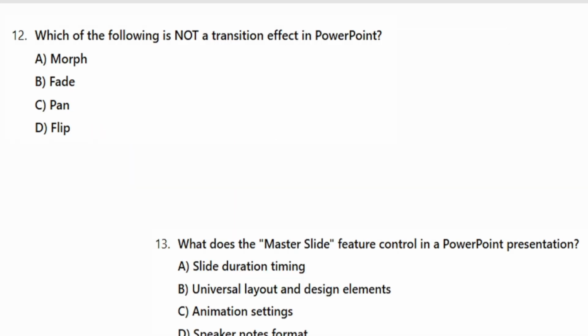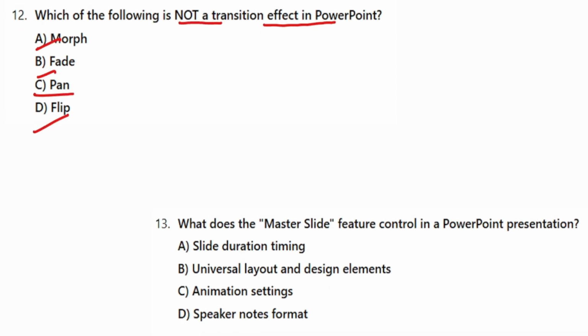Now move to the next question. Which of the following is not a transition effect in PowerPoint? The correct option here is pen, option C, because pen is not a transition effect in PowerPoint, whereas the other options A, B and D are transitions that add an animation between slides.